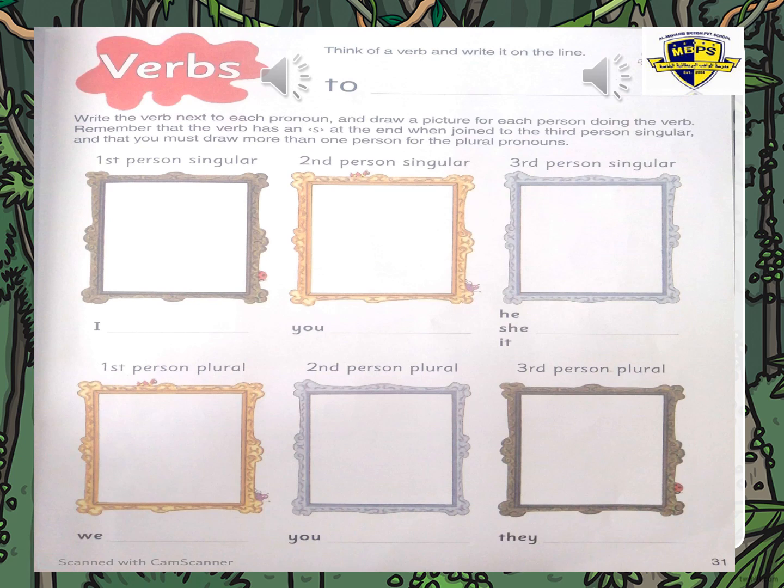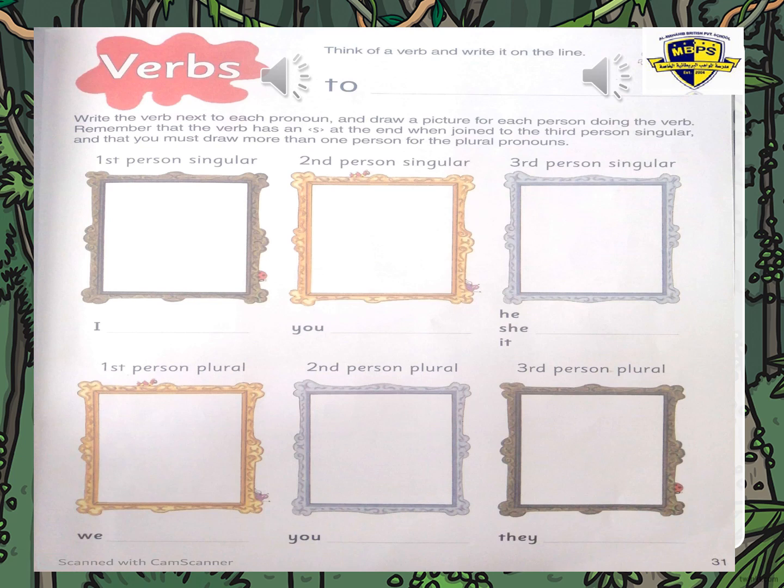Look at the third frame. The pronoun is he, she, and it. What is our verb? Eat. So how do I write the verb now? How should it be? He, she, and it with this verb eat. What do I add to it? I've done these three. Now you do the rest on your own.